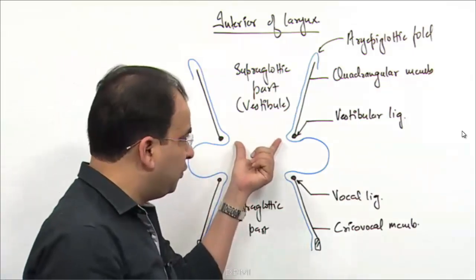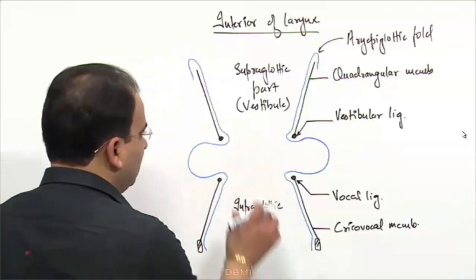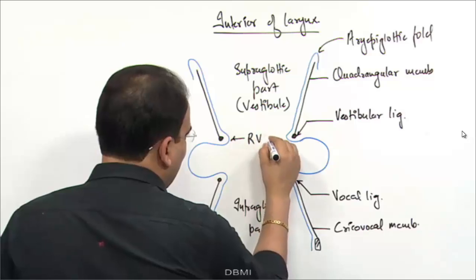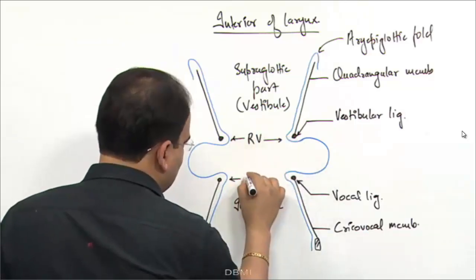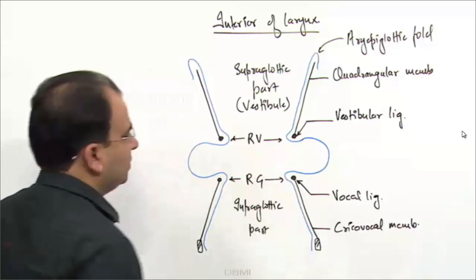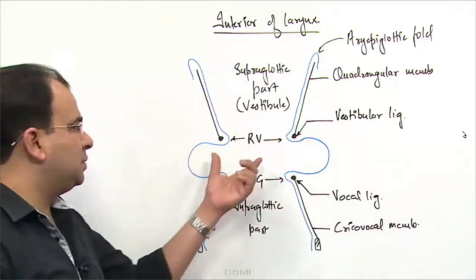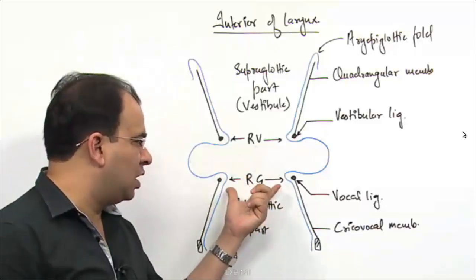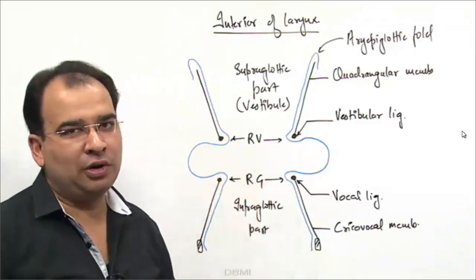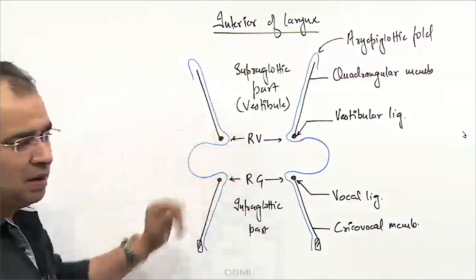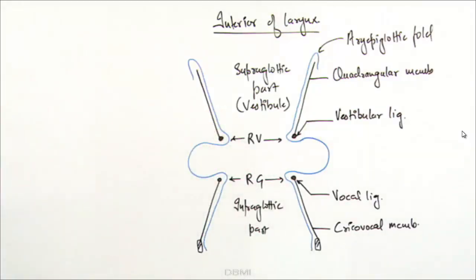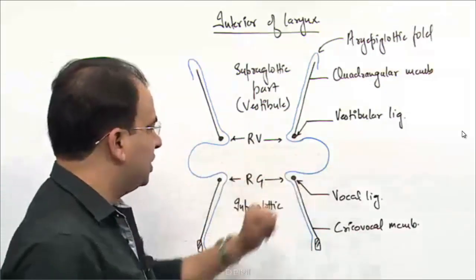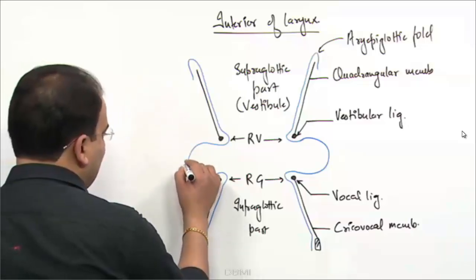Similarly, the space between the false vocal cords is called the rima vestibuli, and this one here is the rima glottidis. Rima vestibuli is the space between the two vestibular ligaments or false vocal cords, and the space between the two true vocal cords is called the rima glottidis. Please note rima vestibuli and rima glottidis. Now this blind sac that you see on the side of the larynx is called the sinus of the larynx.